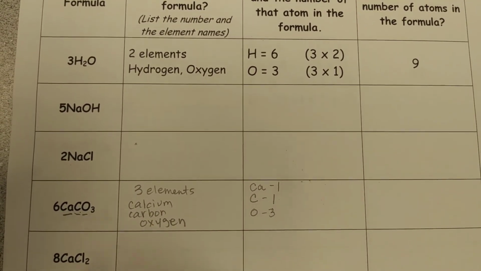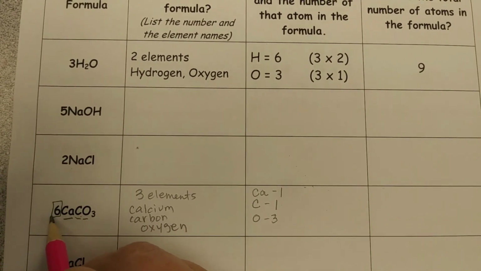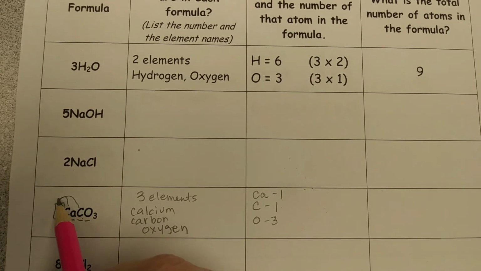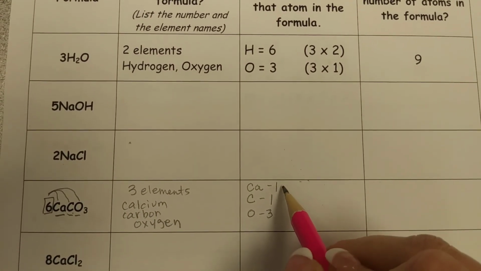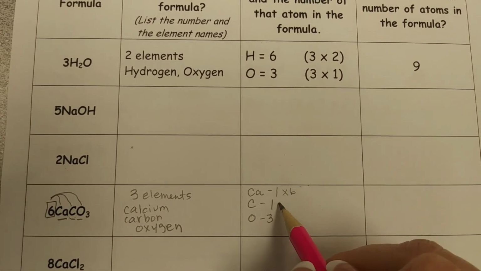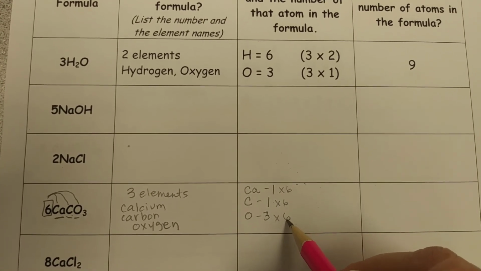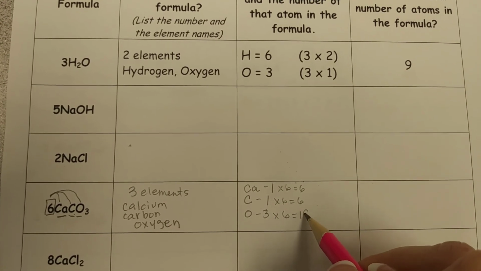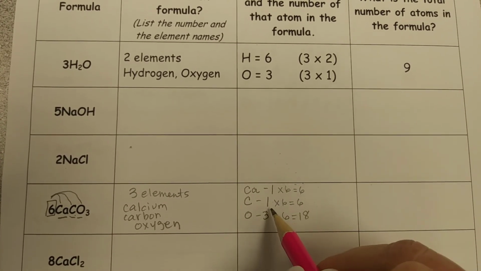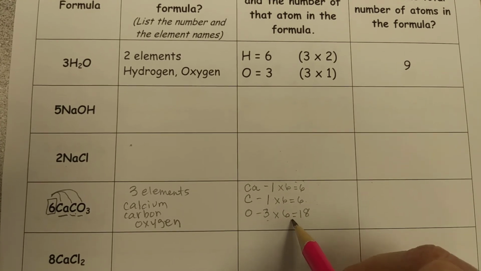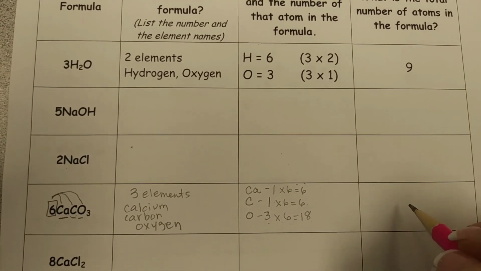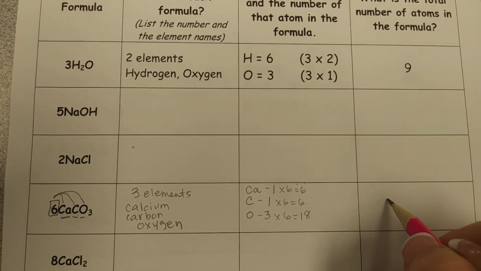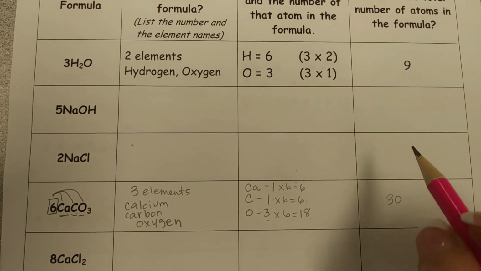Now there's no parentheses, however, we have a coefficient. So remember, the coefficient gets multiplied by every single atom. So you need to come over here and write times 6, times 6, and times 6. And then do your math. So 1 times 6 is 6, 1 times 6 is 6, 3 times 6 is 18. And then you're going to add those together. So that total should be 30.